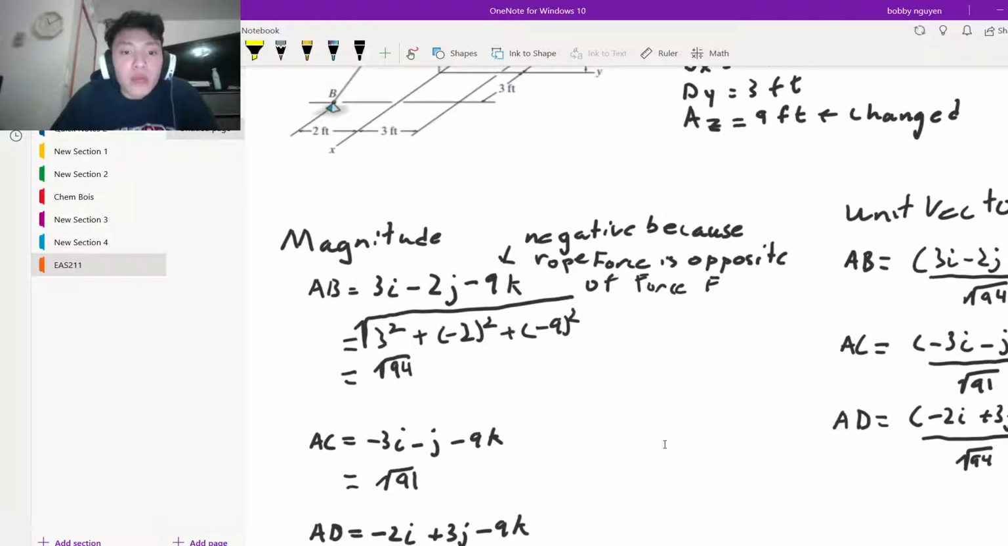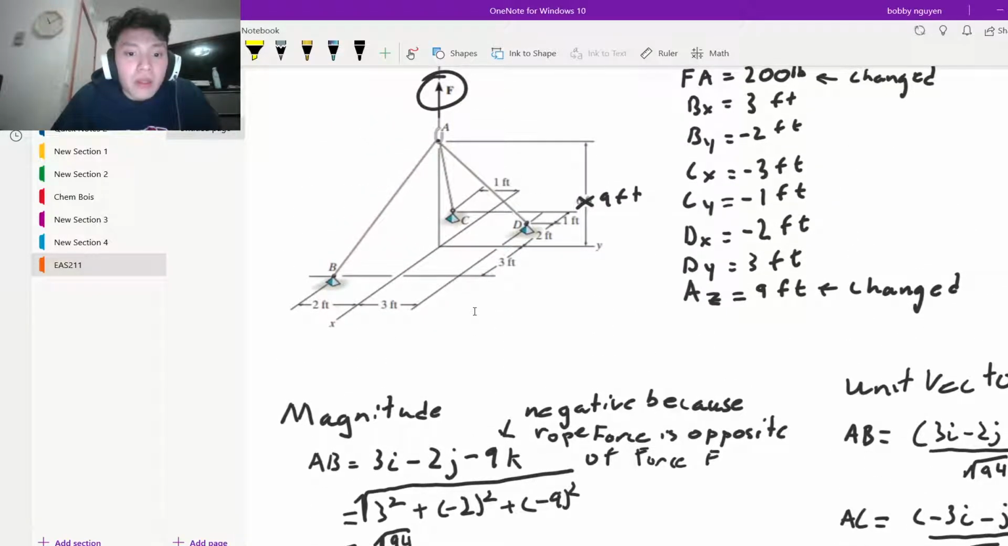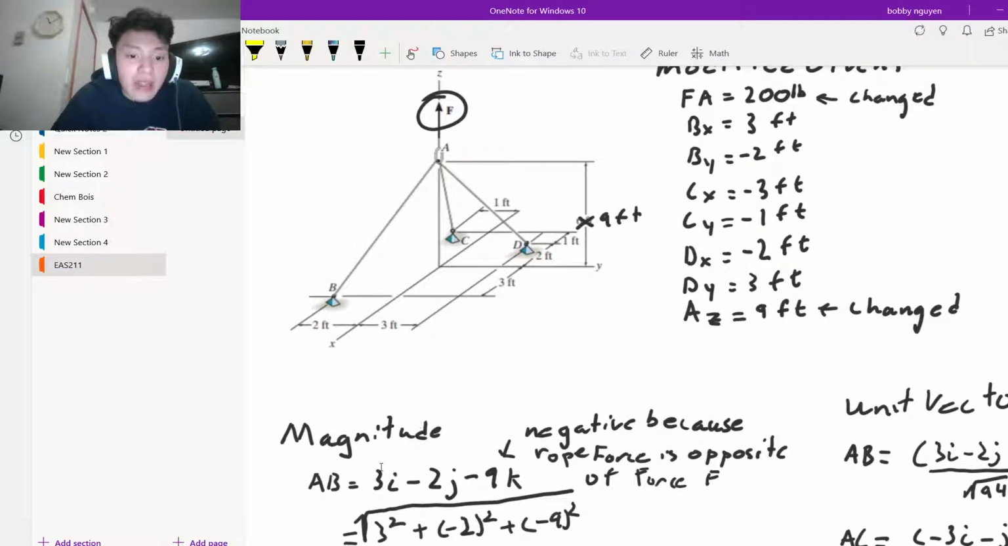So the first thing we want to do is find the magnitude. Let's say, for example, for B right here: we know it's three away from the origin in the x direction, three positive because it's coming towards x, and it's -2 in the y direction because it's on the opposite side of y, right here.